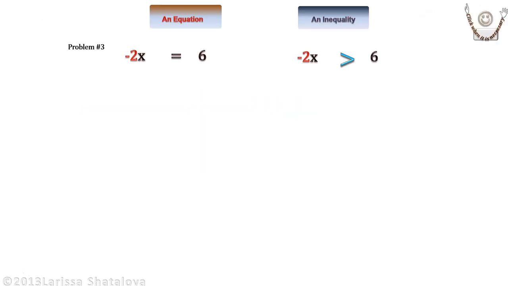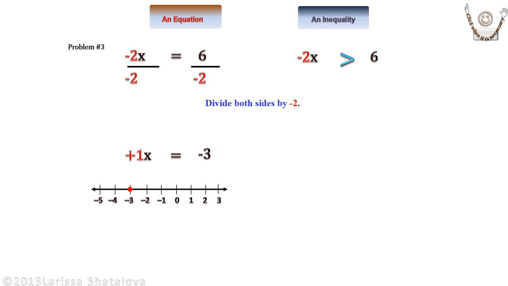Problem number 3. We have an equation and an inequality. And we are looking for 1x in the equation and for 1x in the inequality. And how can we get this? We have to divide both sides by negative 2. So positive 1x is just negative 3, because 6 divided by negative 2 is negative 3. 1 point.